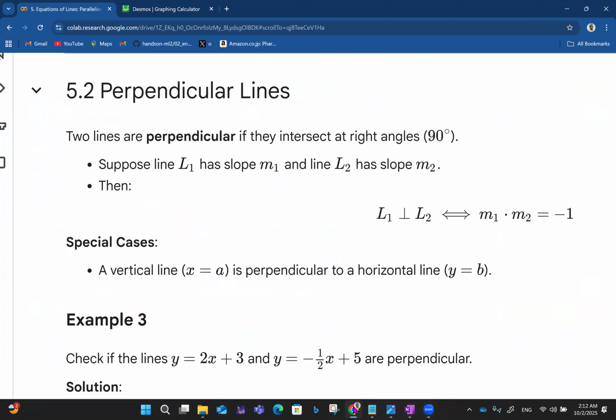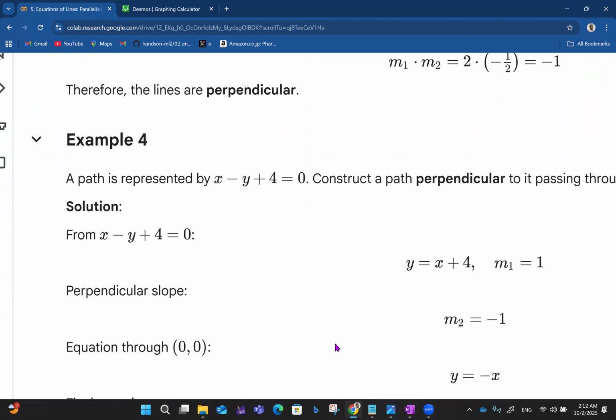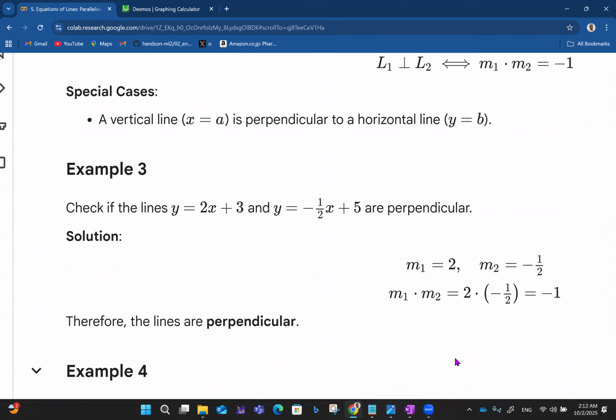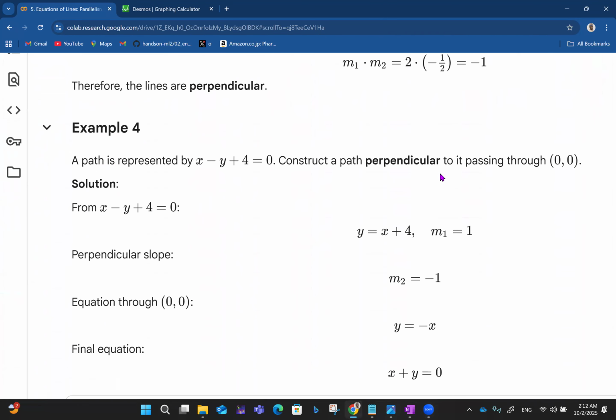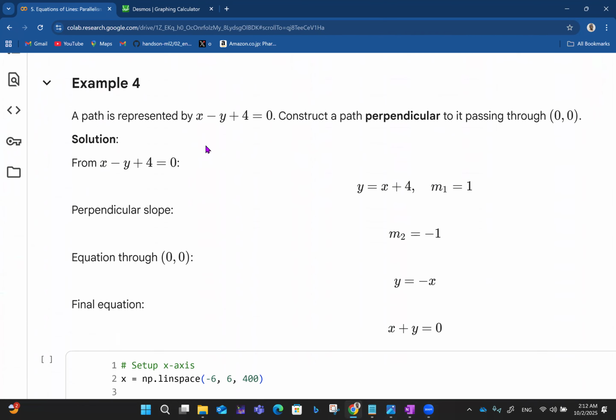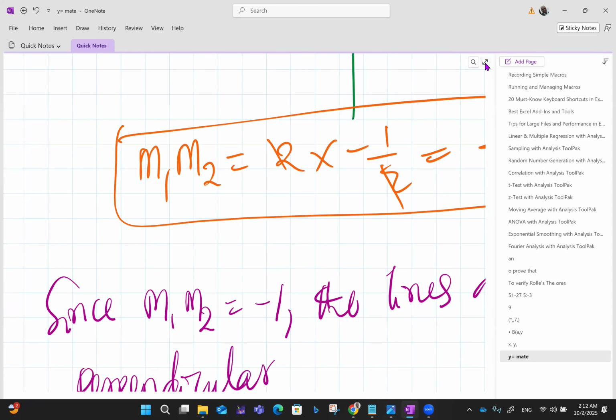So we go back and check. We have a word problem like before. This one has been solved here, so I just did it on the worksheet. For example 4, a path is represented by x minus y plus 4 equals 0. You want to construct a path perpendicular to it passing through 0, 0. So it's just like the case we had the other time. You want something perpendicular to this one. Let's go to the worksheet. It's already solved here, but let me do a demonstration.